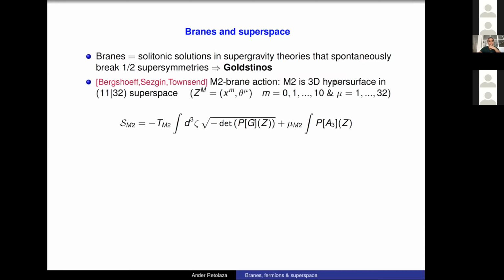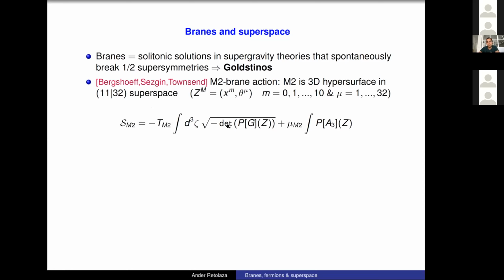Basically we consider the M2 brane as a three-dimensional hypersurface in a superspace with 11 dimensions that are bosonic. So this Z^M has 11 dimensions that are bosonic, and then we have 32 dimensions that are Grassmann coordinates that we parameterize with these theta coordinates. Using this idea, Bershtein and collaborators built the M2 brane action that we're going to be using in this talk, and it has this form here.